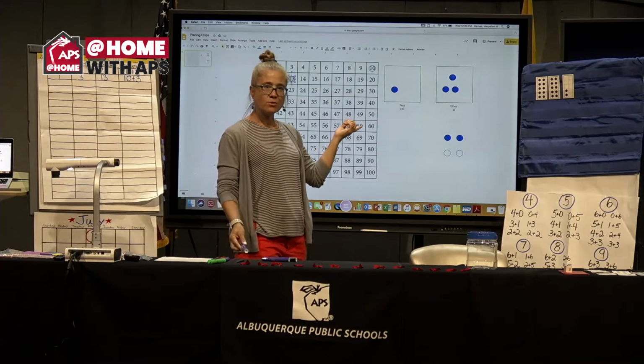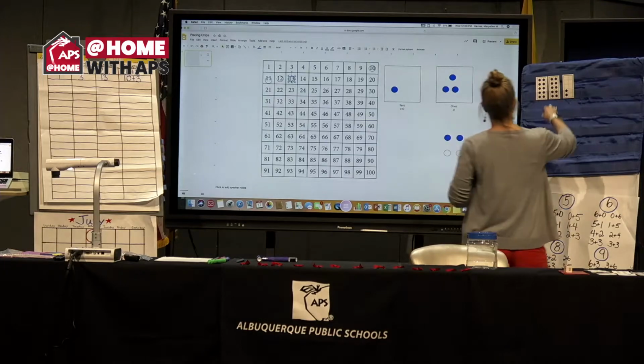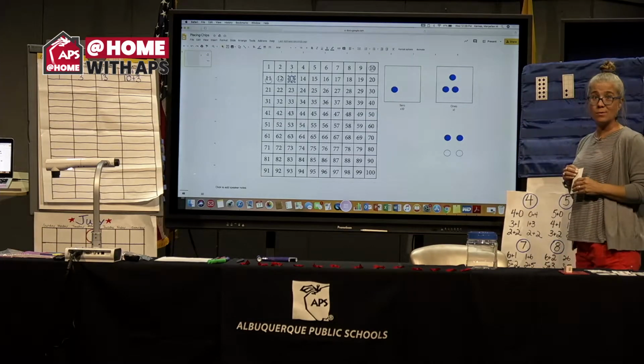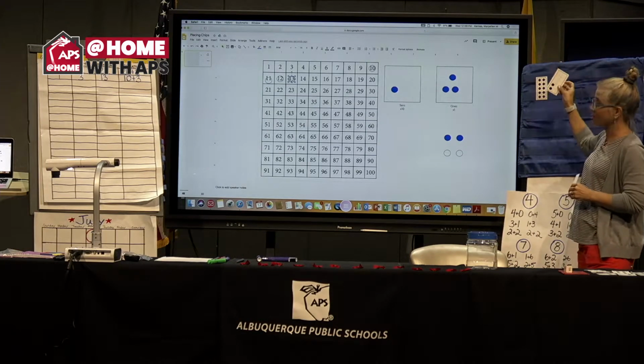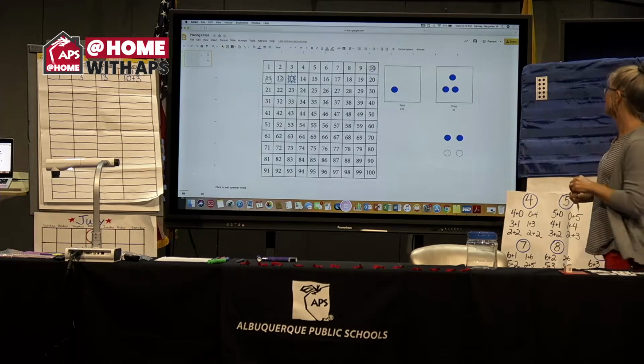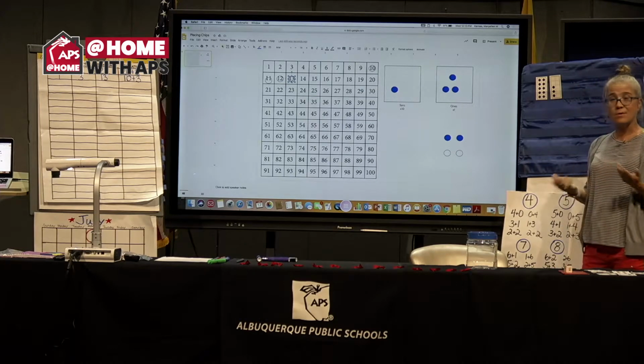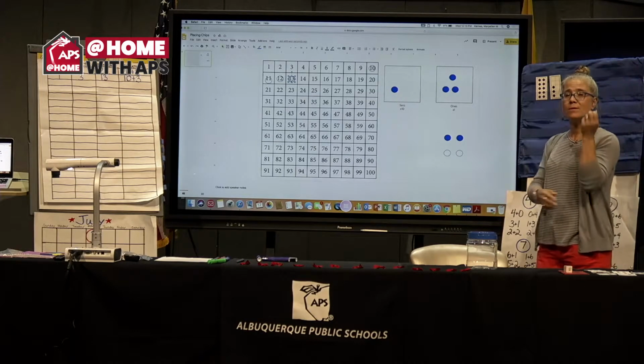How does that change our frames? I need to get rid of one of these 10s, right? And then I need a card that has how many ones on it? That's right, 3 ones. There's our 13. Is there another number I can make? What else could I do?